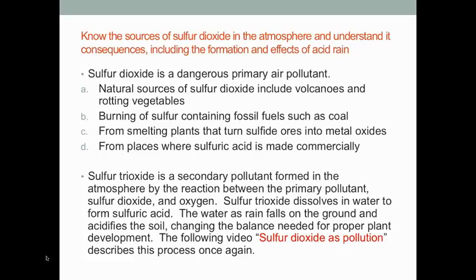Sulfur trioxide dissolves in water and makes sulfuric acid, H2SO4. If it dissolves in precipitation, the water as rain falls on the ground and acidifies the soil. It changes the pH and the balance needed for proper plant development. The following video, Sulfur Dioxide is Pollution, describes this process.